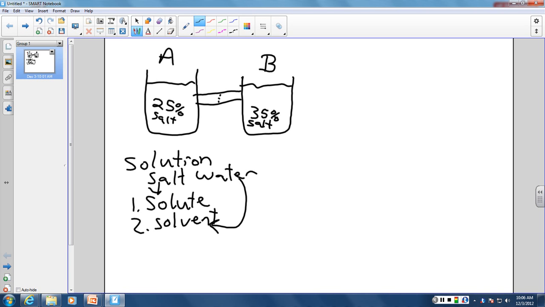So what you have here in container A is 25% salt, 75% what? Water. In the other container you have 35% salt. And how much water? 65% water. Okay? So now, if salt can move, if you understand diffusion, you know which way salt is going to move. Right? Salt is going to move from B to A. Everybody with me? So diffusion is movement of any substance from high concentration of that substance to a low. So salt would move from B to A.